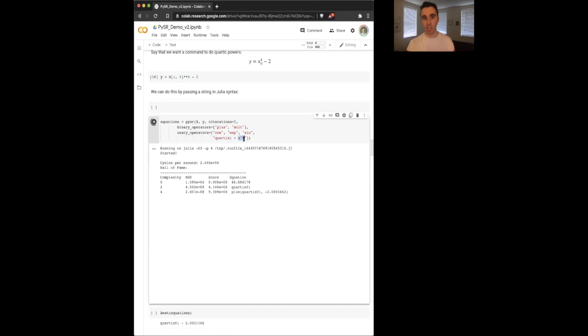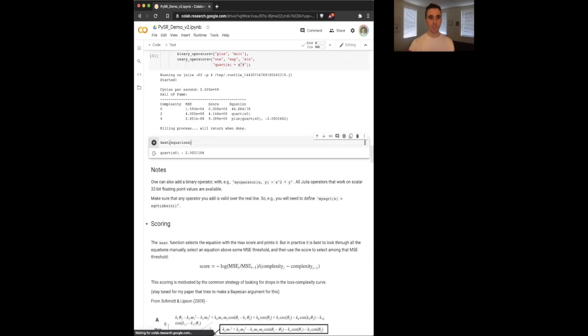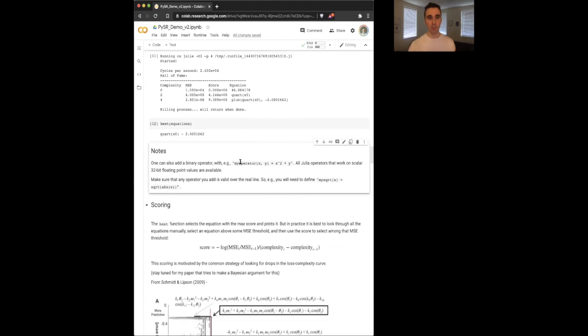Okay, so we can see it already found it: quart of x 0, to the 4th, minus 2. So let's stop it. This just prints out the best equation. So we already found it using our custom operator. Are you using a trained model here? Is this against something that's been trained? Or it's just brute force genetic algorithms. Yeah, not even the hyperparameters have been tuned.